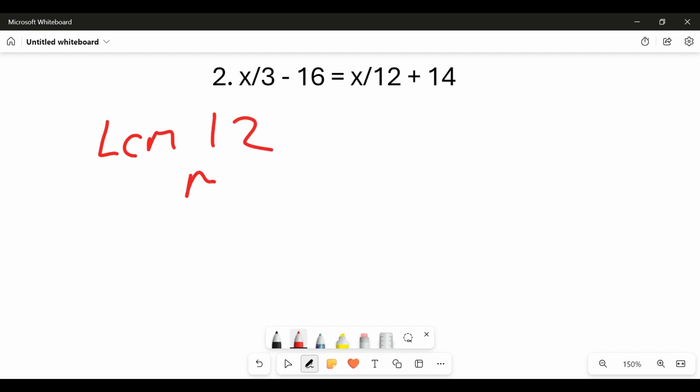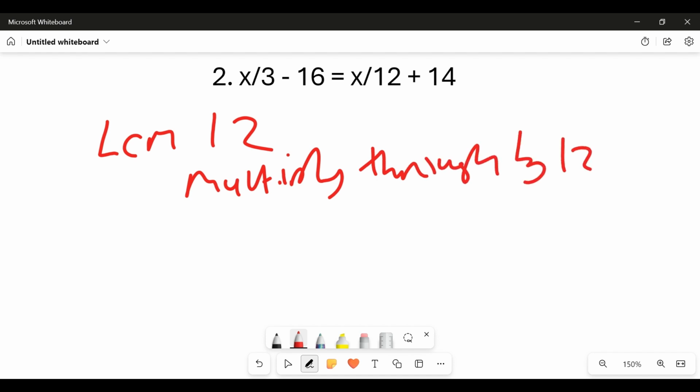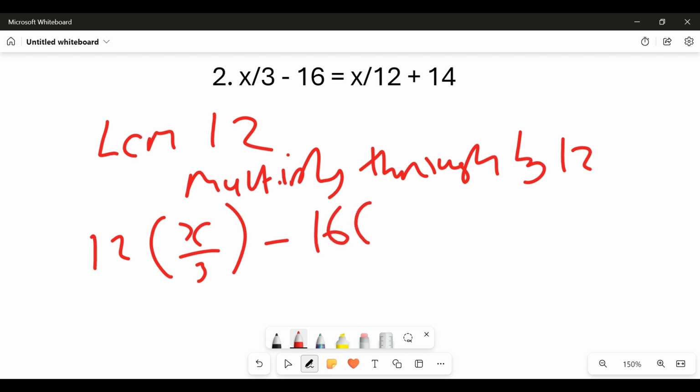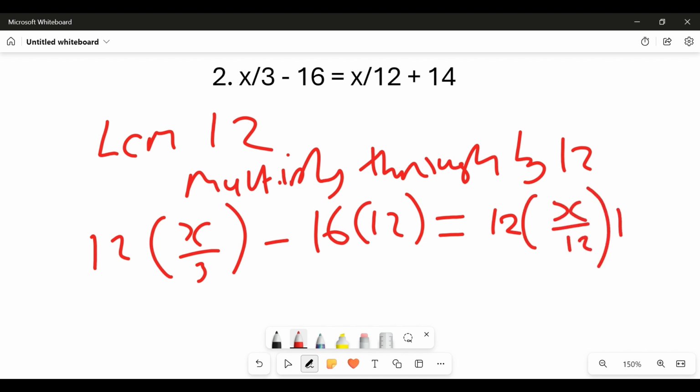So multiply through by 12, which is the general LCM. So now we have 12 into x divided by 3 minus 16 times 12 equals 12 into x divided by 12 plus 14 into 12. Okay, that's what we have.